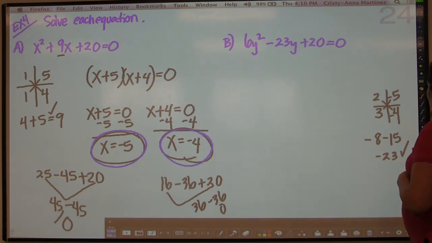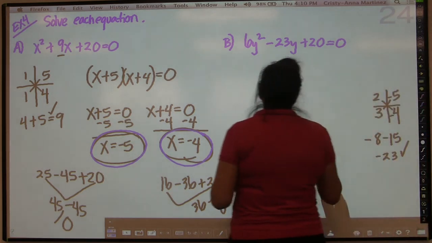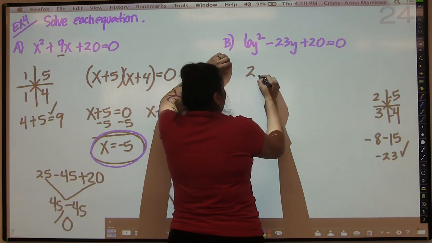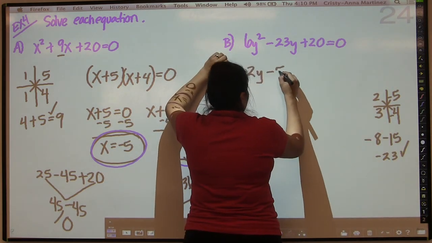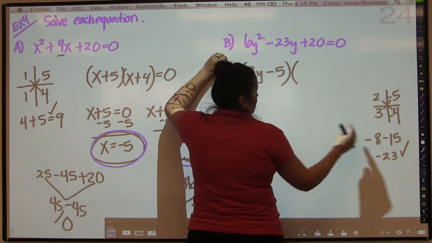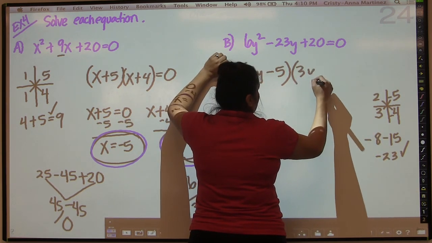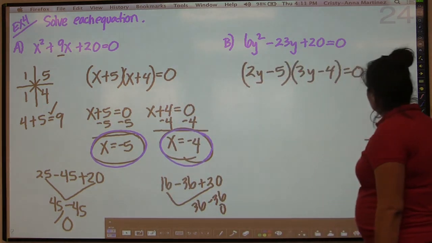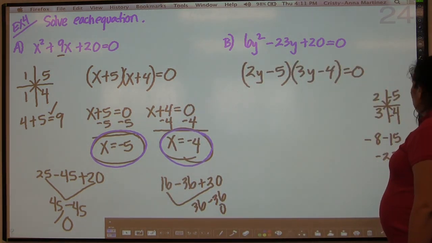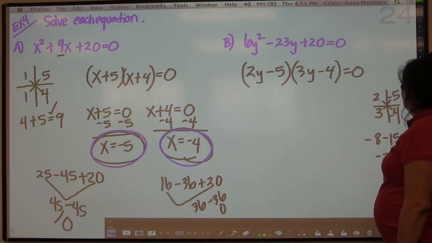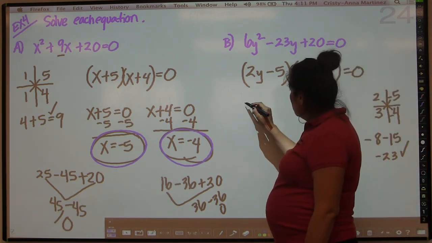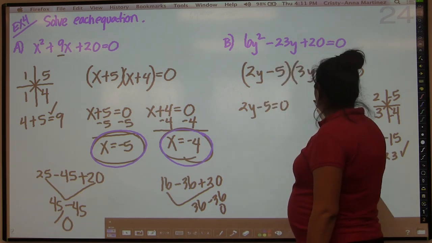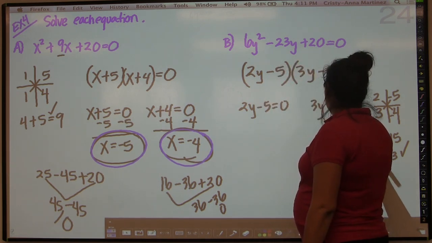So now that we have the right combination, we can put our branches together. Remember that this is the variable side, so this is 2y, and then minus 5. And my other branch is 3y minus 4 equal to 0. Okay? And so now we can actually solve the equation by separating them. So we want 2y minus 5 to equal 0. And then separately we want 3y minus 4 to equal 0.